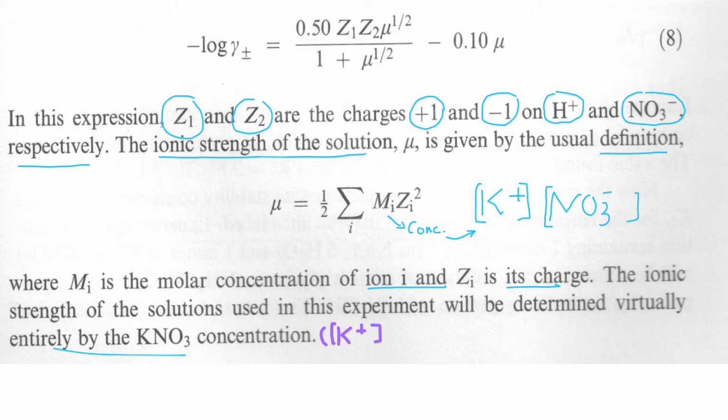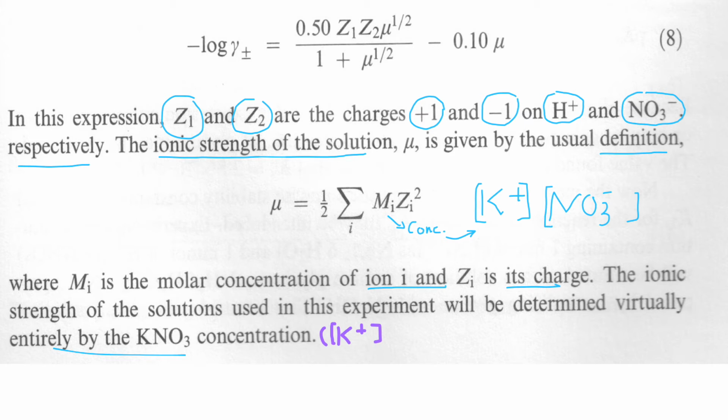Now, how do we calculate the mean activity coefficient from the equation minus log gamma plus minus equals 0.5 times Z1 times Z2 times mu to the half, which is the ionic strength, divided by 1 plus mu to the half, minus 0.1 mu. In this expression, Z1 and Z2 are plus and minus 1 for H plus and NO3 minus respectively. The ionic strength mu equals half the summation of the total concentrations of ions. We used KNO3 for ionic strength.